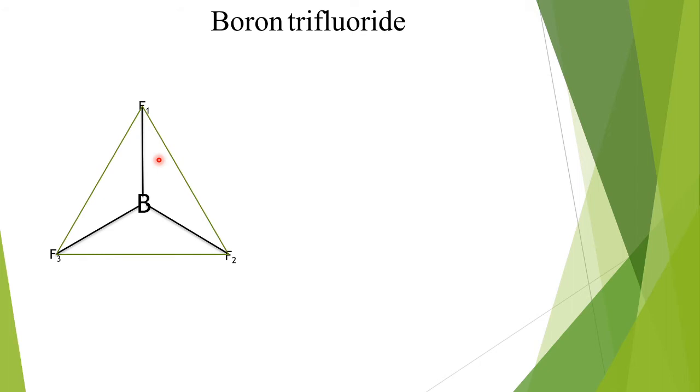I know most of you already know the elements of symmetry in boron trifluoride. You have already worked it out. So the first element is identity element. Boron trifluoride possesses identity element. It is denoted as capital E.